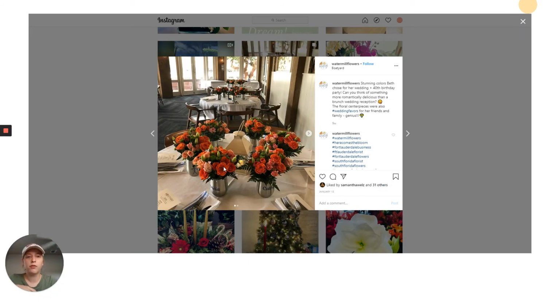This one from Watermill Flowers, Ingrid shared the flower designs that were for this woman's wedding and 40th birthday party. So it's a unique situation. She's having a birthday party combined with her wedding, and she did something at brunch. So this kind of gives your viewers an idea of something cool that they could do, a way to celebrate, etc.